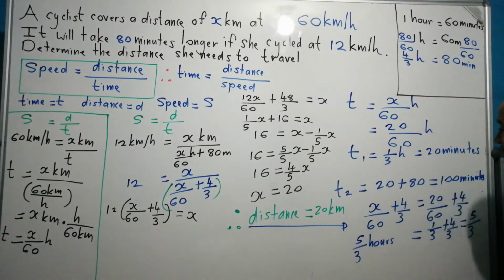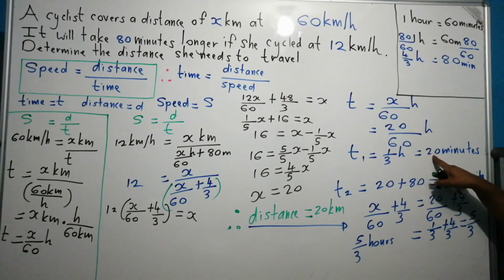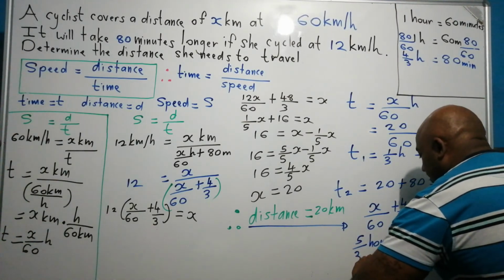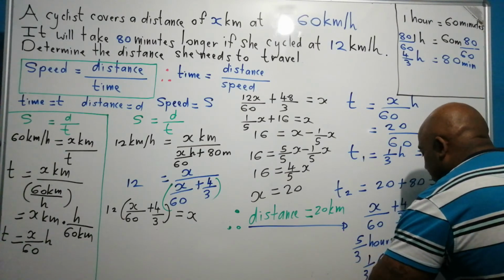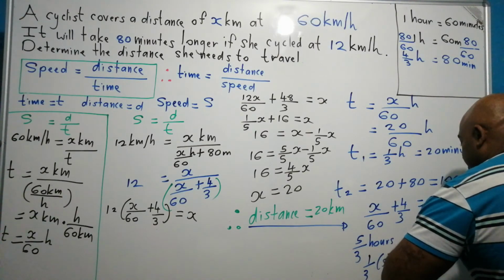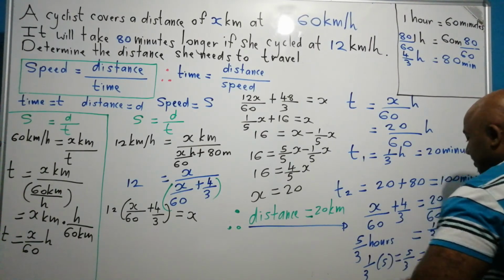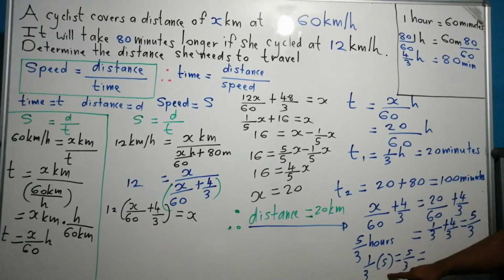We know that 1 over 3 hours is 20 minutes. So 1 over 3 times 5 is equal to 5 over 3. So 1 over 3 is 20, and 20 times 5 will equal 100 minutes. So you can see that it does take her 80 minutes longer.